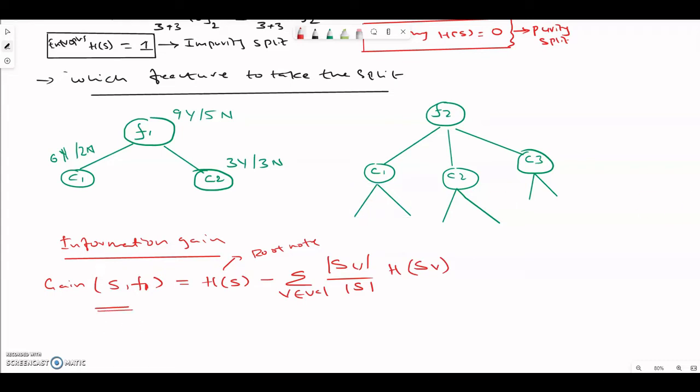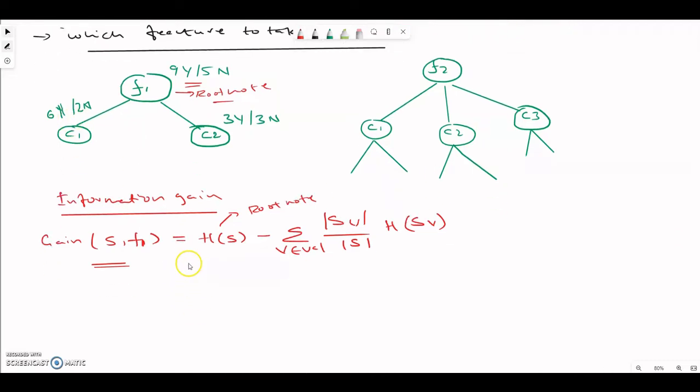Now let us look at the problem statement here. We have 9 yes and 5 no's, and this is our root node. Now let us apply entropy to our root node. What is our entropy formula here? H(S) is equal to minus P plus log base 2 P plus, minus P minus log base 2 P minus.